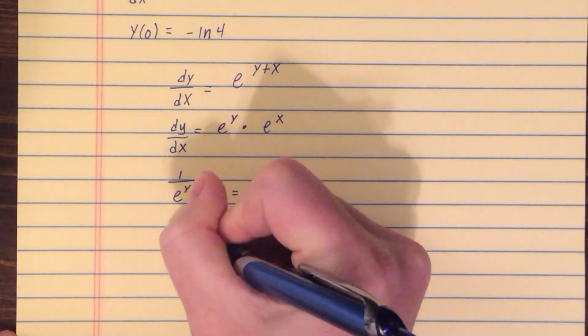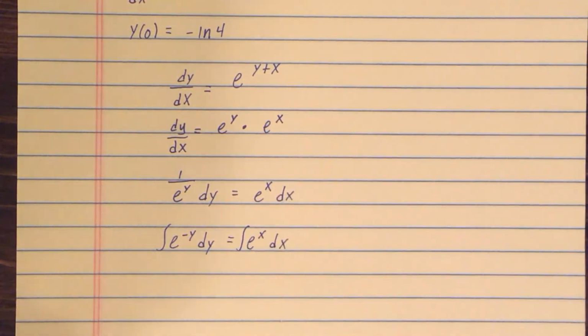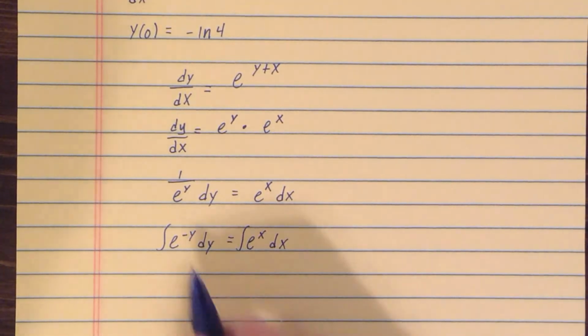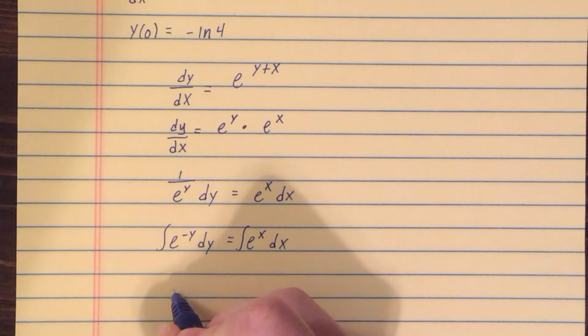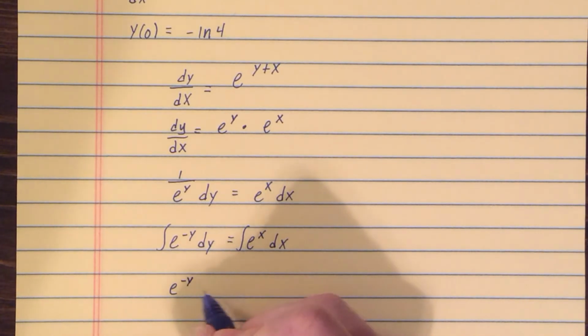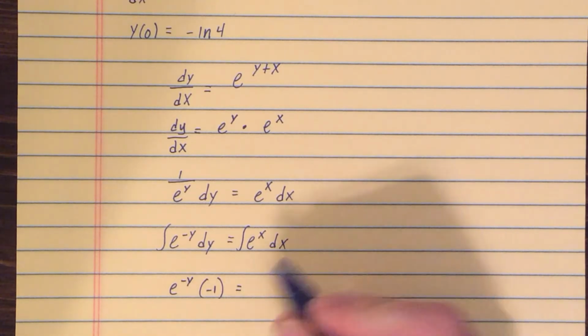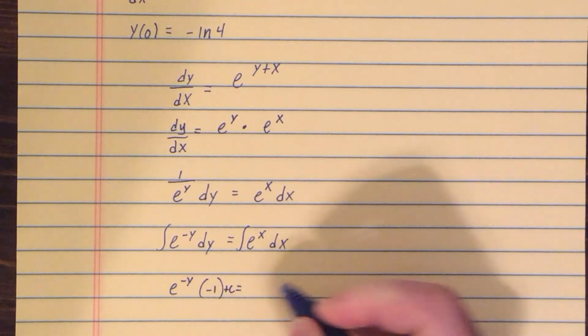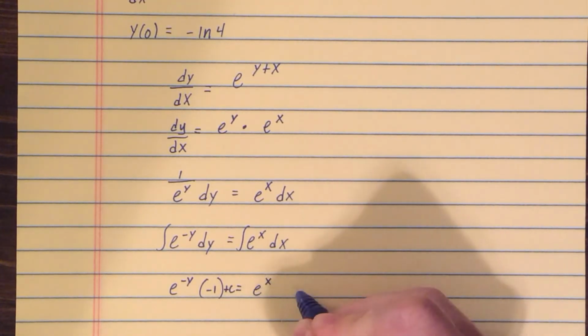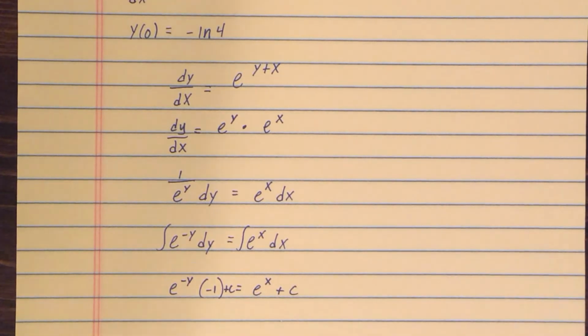And now I can integrate each side of this. This is going to turn into e to the negative y times negative 1, plus c. And then over here we'll just have e to the x plus c.